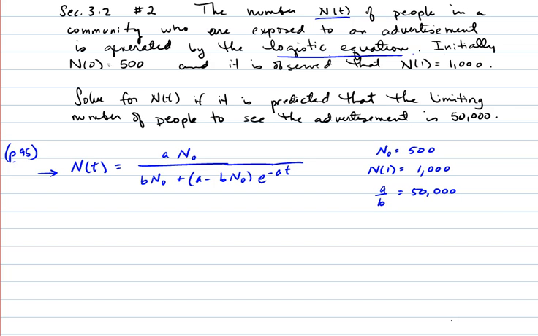Then they tell us that initially we have 500 people that have seen the advertisement, and I have that as n of 0, or n sub 0. And then it's observed that after a period of 1, which could be an hour or 1 day, the number of people is 1,000. Finally, they tell us that the limiting number of people to see this advertisement is 50,000, and if you recall, that would be a over b.